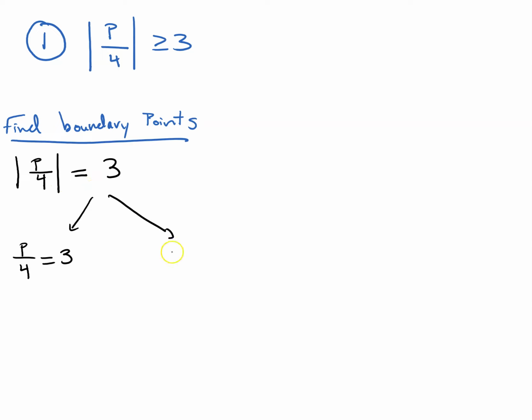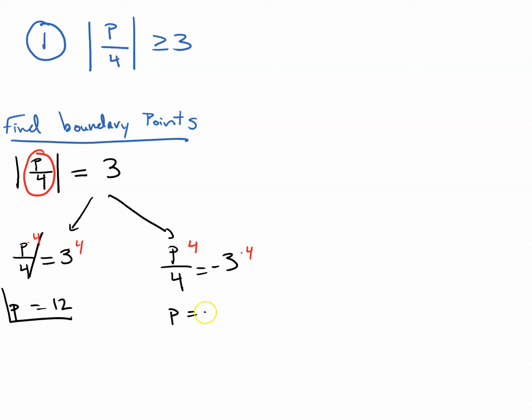And because of the possibility of a negative, just as we learned solving these equations, you have to make another equation and set it equal to negative 3. Basically, if I put a 3 or a negative 3 in here, it's going to output a 3 after absolute value. Alright, so solving to get the boundary points, we multiply by 4 on each side. P is equal to 12. And we multiply by 4 on each side. And P is equal to negative 12. So we have 2 boundary points.